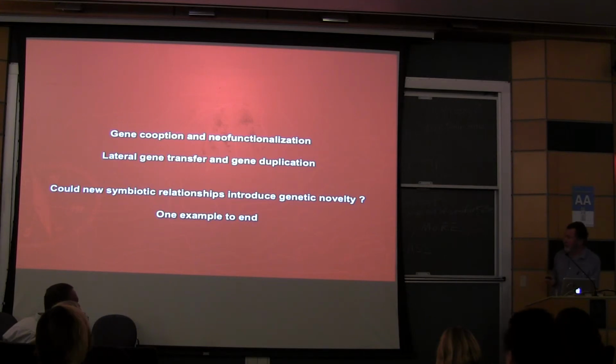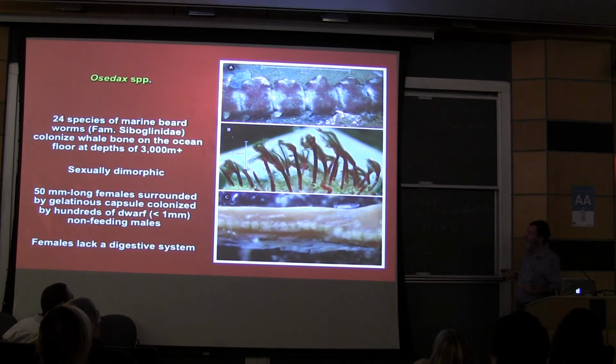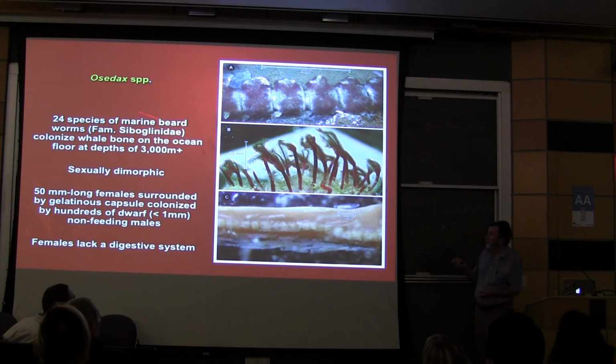And let me just give you one example to end with, which I just discovered 2 or 3 years ago and is really neat. You probably all know it. Do you all know about Osedax, a genus that eats whale bones at the bottom of the ocean? Does anybody know about that system? Good, good. Okay, so here are these species of Osedax.